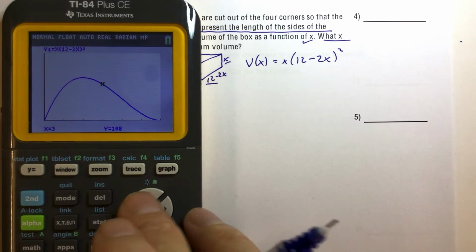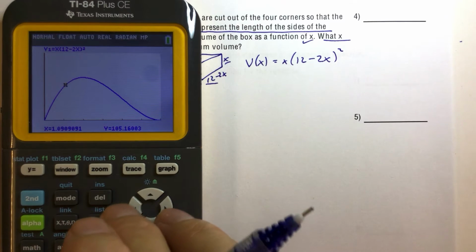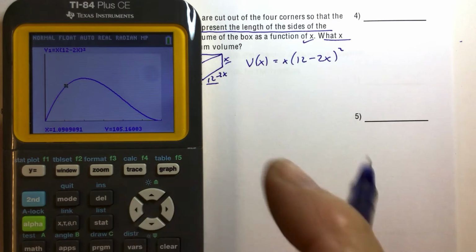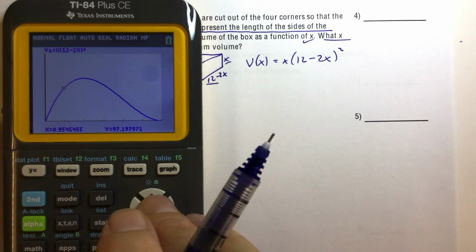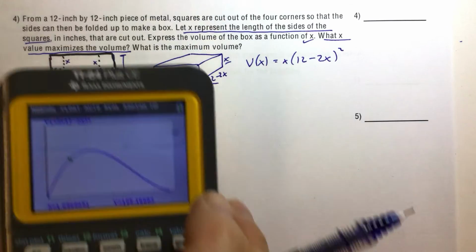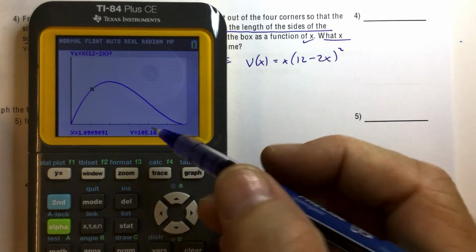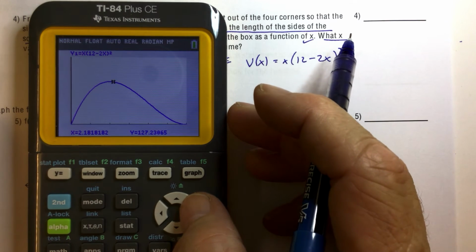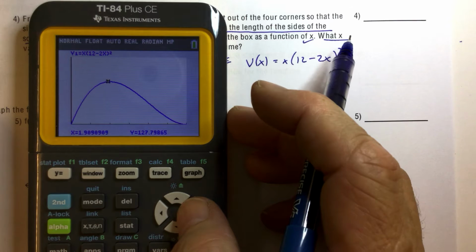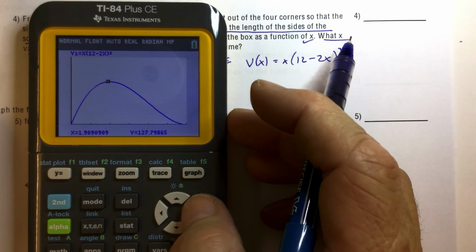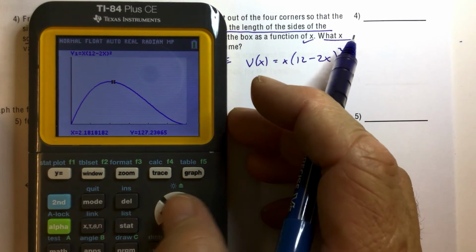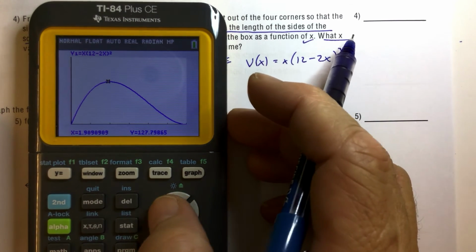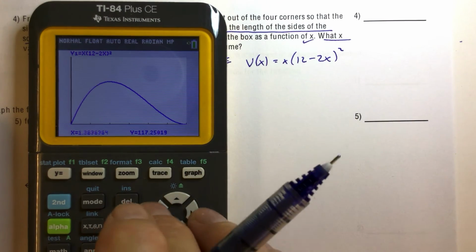If we trace it, we can see that if the length of each of the squares is right around 1, you can see the coordinates moving around there. If x is right around 1 inch, the volume would be about 105. But if we take a little bit more than 1, right around 2 it looks like, then we're going to get a maximum volume. Our maximum volume looks like it's hovering right around 128. Approaching 128. And so we would do this the same way we did the other one.